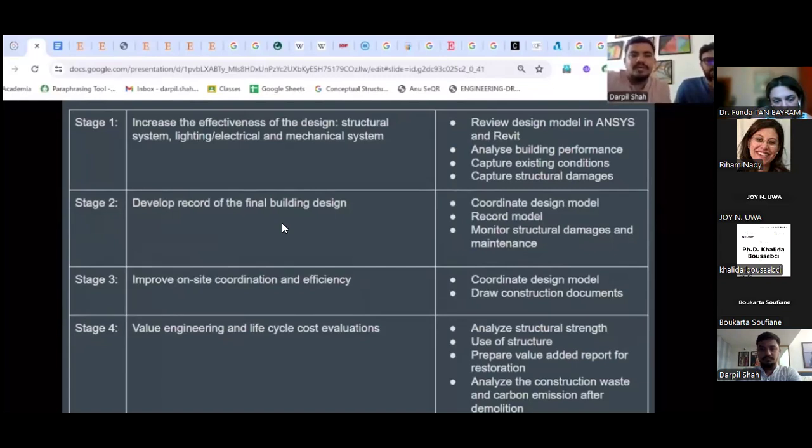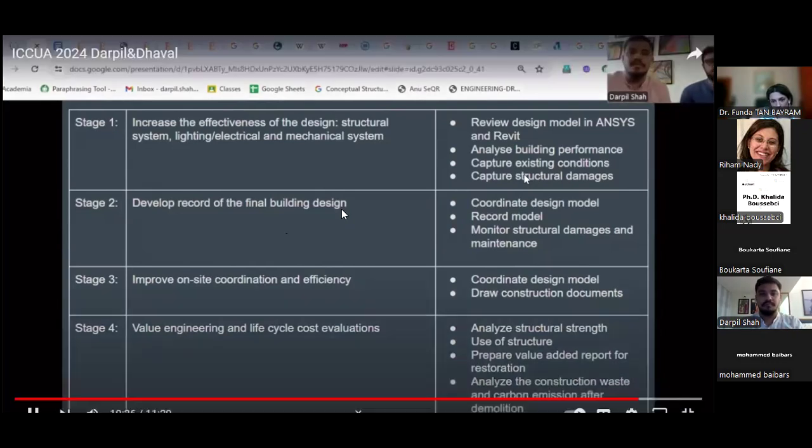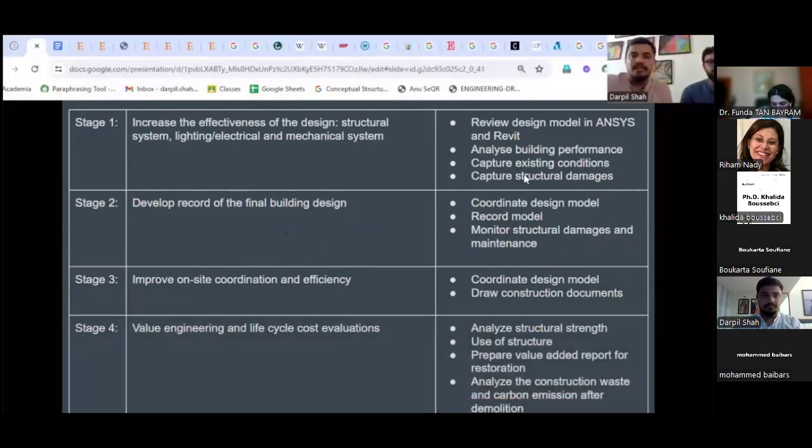In stage 3, improve on-site coordination and efficiency. We will coordinate this model with the on-ground conditions, and along with that, the construction documents will be prepared, like the retrofitting plan and the restoration documents. Value engineering and life cycle cost evaluation. Analyze structural strength, how to use the structure after the restoration or the retrofitting. Preparing the value added report for restoration, and analyze the construction waste and the carbon emission, along with the demolition. So demolition will not be done, but what will be the changes if the demolition is not proposed?